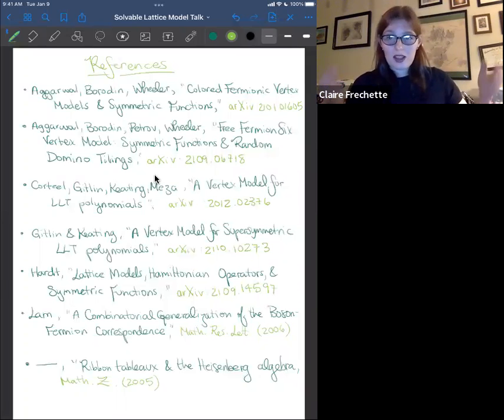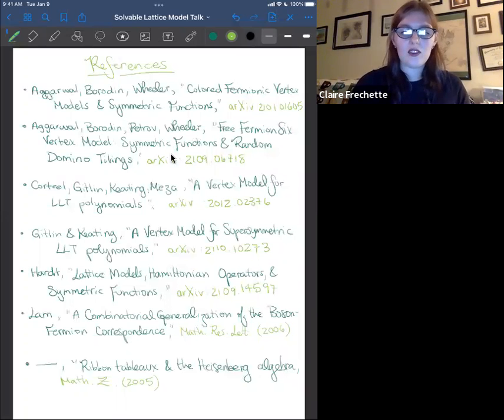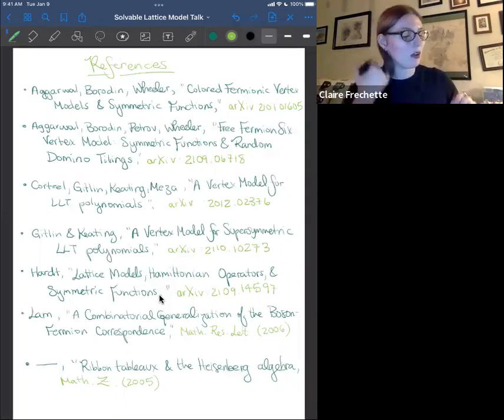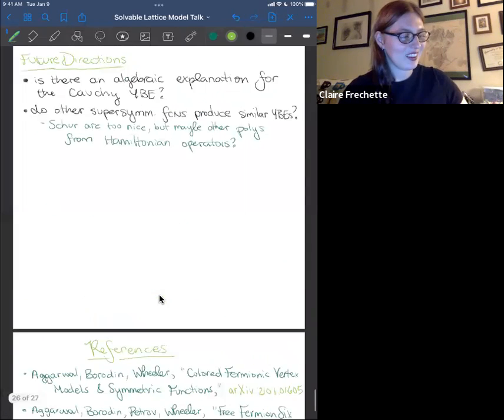But if you're curious about any of these, most of them are recently up on the arXiv within the last year or so. And so we're still waiting on figuring out where they're going to be published. But it's very exciting, and lots of people are working on this at the same time. So I'm curious to see what we come up with next, because it's really interesting.